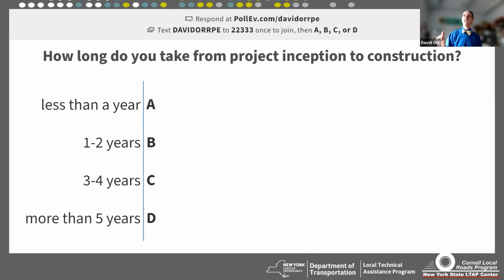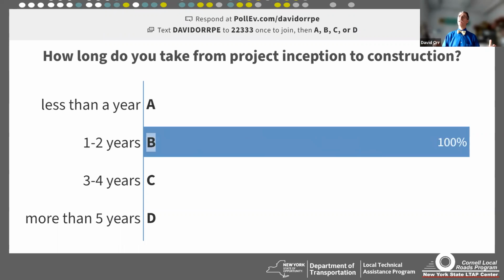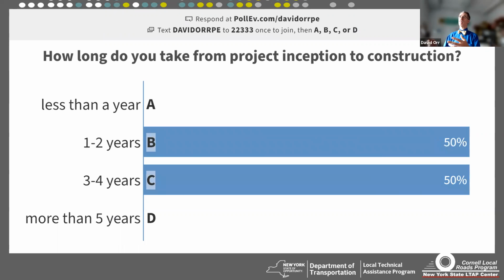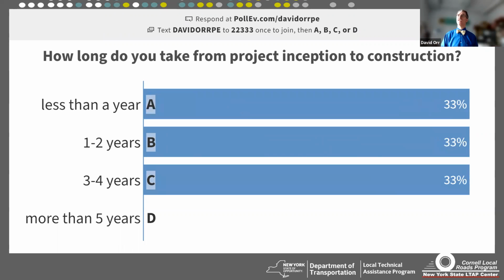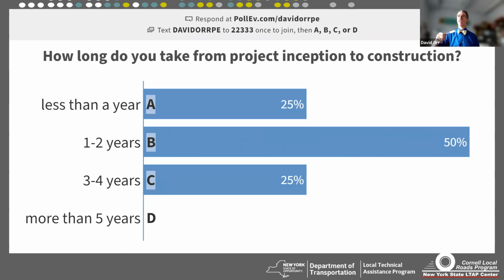How long does it take you at your agency to take a project from initial inception, I want to do this, to construction? Let's look at a bridge, either rehab or major replacement, or a road with a big improvement, not just a chip seal. How long does it take you from project inception to construction? What's your cycle? About half of you say 1 to 2 years, a quarter of you say less than a year, and a quarter of you say 3 to 4 years.